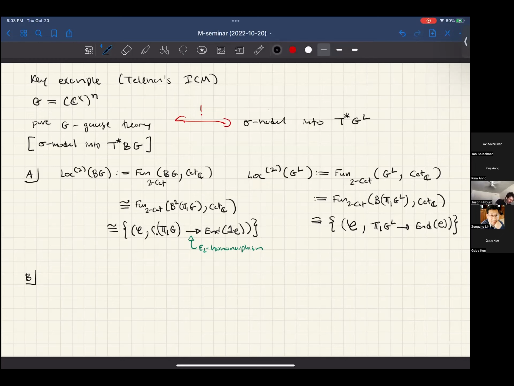Okay, so let me now try and move on to the B models. So the B models are basically very, very easy. Again, I'll start with the sigma model. So for the sigma model, basically he does the following thing.